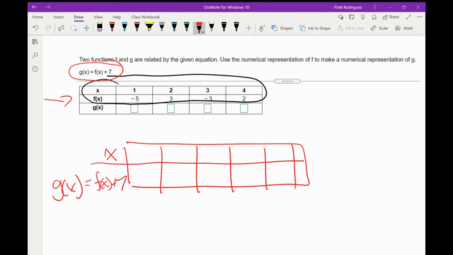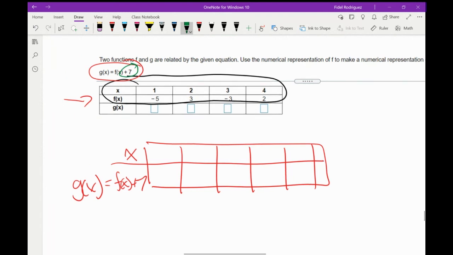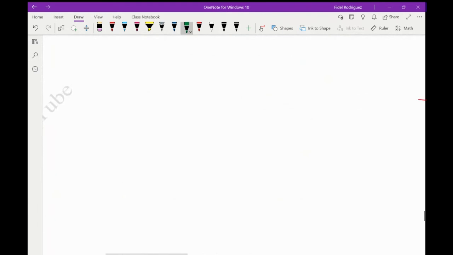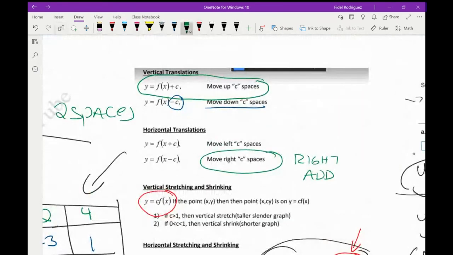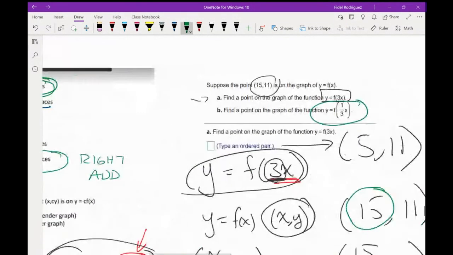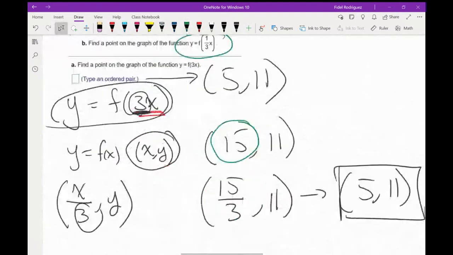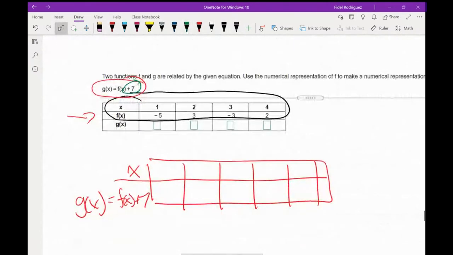All right. First thing I want you all to notice, look what we have on the outside. We got a +7. Okay, we got a +7 on the outside. That means we're going to go up 7 spots, right? So what that means I can do for my problem is my x numbers aren't going to change. That's going to stay 1, 2, 3, 4.